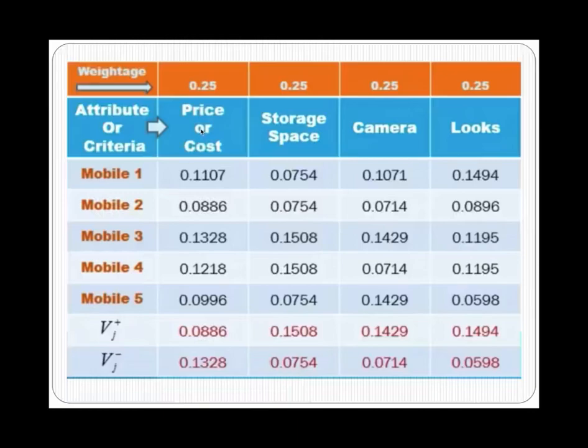For price, what will be the best value? The best value for price will be the cheapest, because you don't want to spend so much money. So it will be 0.0886, which is the minimum. So Vj plus will be minimum here, and Vj minus will be the worst, the most expensive mobile, so it will be 0.1328. For looks, again, it will be the maximum and minimum. For camera also, it will be maximum and minimum. So we get these ideal values.